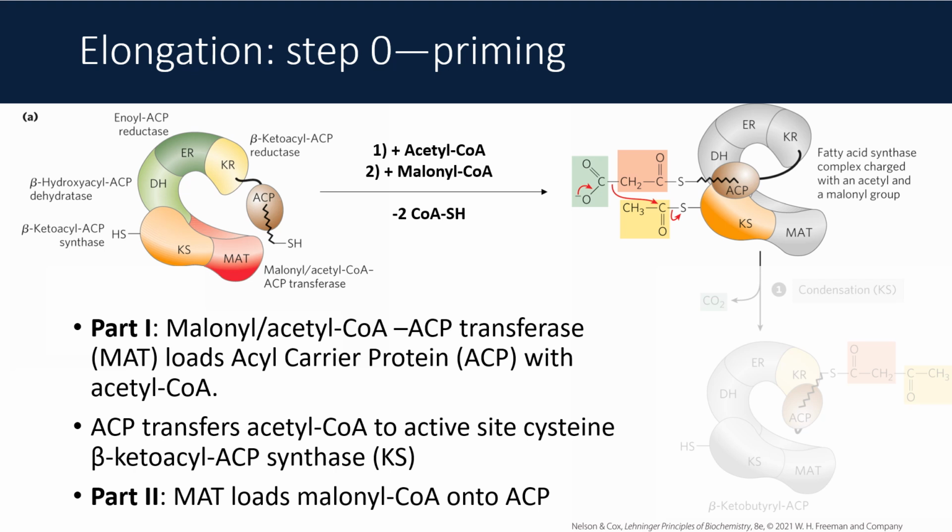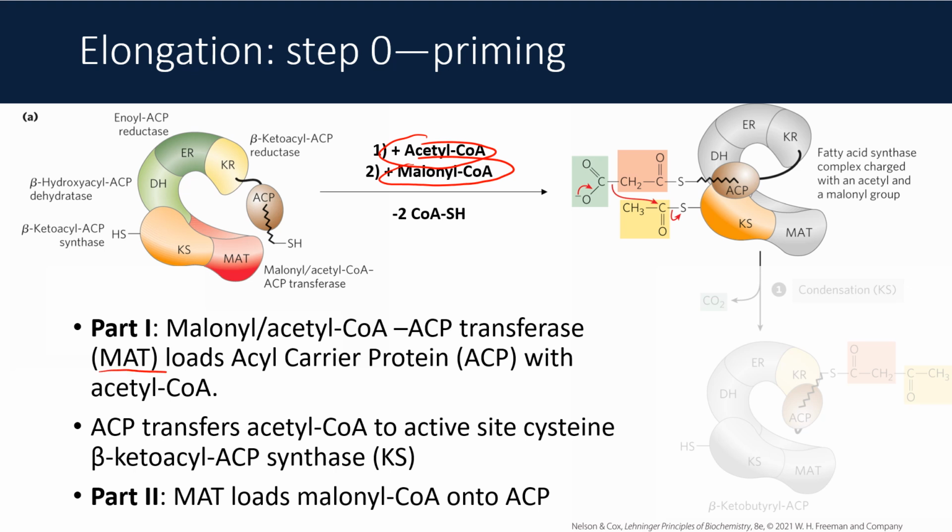Before we can even begin the elongation cycle proper, we need to preload the fatty acid synthase complex with those 2 covalent intermediates we discussed 2 slides back. We need the acetyl-CoA primer on the Ks domain, and we also need malonyl-CoA on ACP. And we need a few of these subdomains working together to achieve this goal. And part 1 of this priming step is going to involve MAT, malonyl acetyl-CoA ACP transferase.